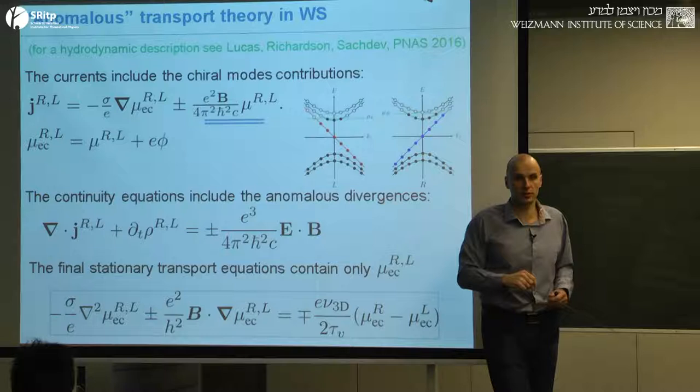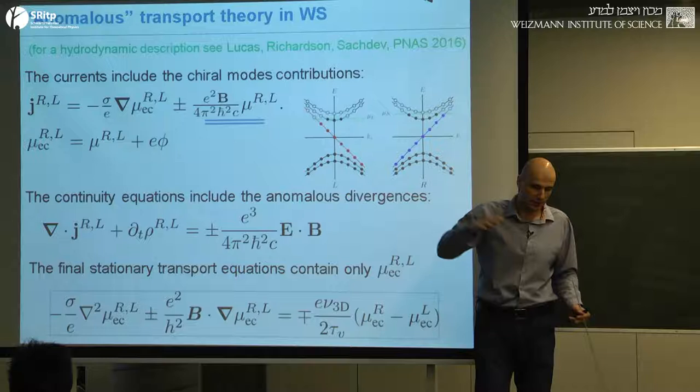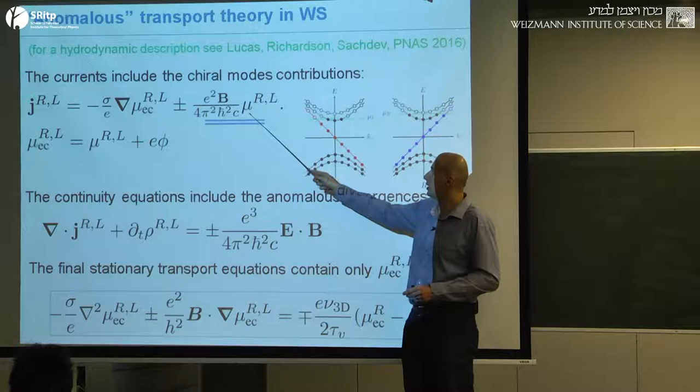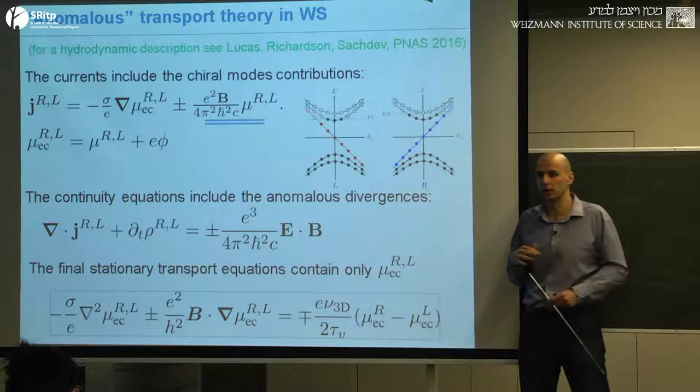So strictly speaking, I should not say chemical potential, because then it kind of makes it look like a whole Fermi sea of states contributes to this current. This should be taken as the deviation from the equilibrium value of the chemical potential if you want to avoid any ambiguities with Fermi sea contributions. Okay, so we modify the current.